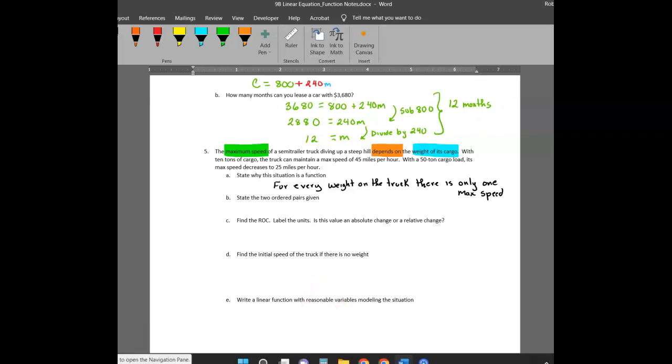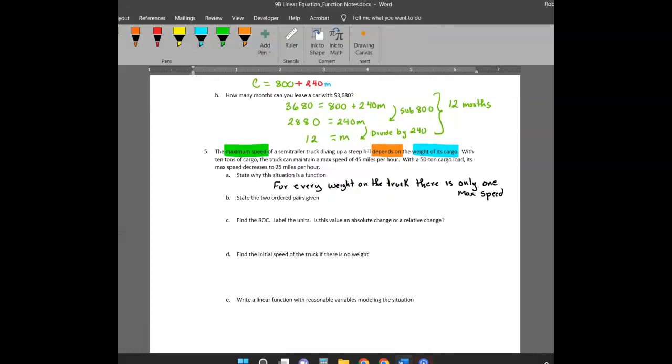All right, so now we have two ordered pairs. Remember, an ordered pair is an input and an output. And so we know that our input is the weight. So we have 10 tons of cargo and we have 50 tons of cargo. So we have 10 comma and then 50 comma. And 10 tons of cargo is associated with a max speed of 45 miles per hour. And 50-ton cargo is a max speed of 25 miles per hour. So we have 10 comma 45. And we have 50 comma 25.